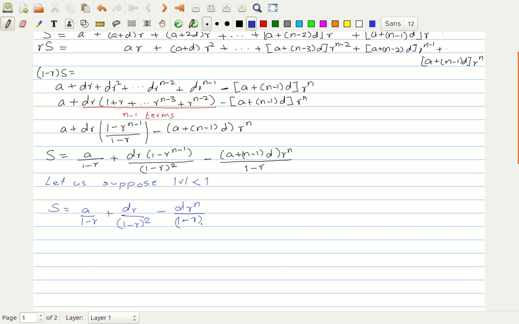One minus r square, minus a plus n minus 1 d, r to the power n, divided by 1 minus r.